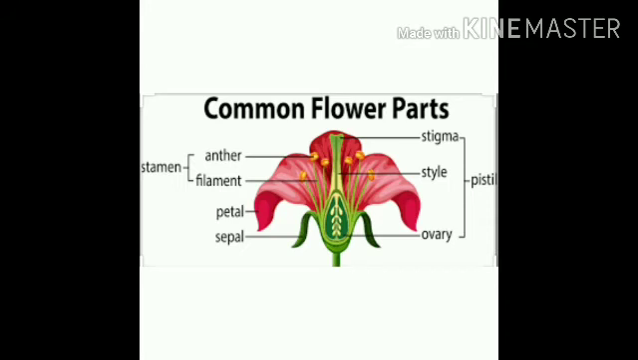Now on the right hand side of the picture, you can see the female reproductive part, pistil, which consists of three main parts, that is stigma, style and ovary. Stigma is the terminal part of the pistil or carpel. This is sticky in nature. Next is the thread-like structure called style. And there is a basal swollen part called ovary. The ovary has ovules which contain the female reproductive cell called ova.